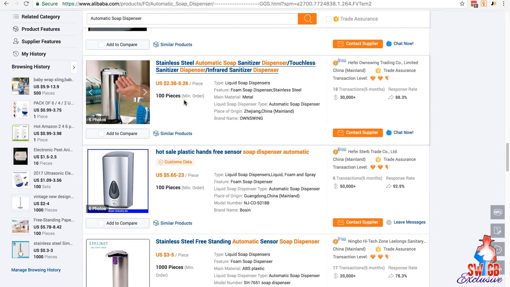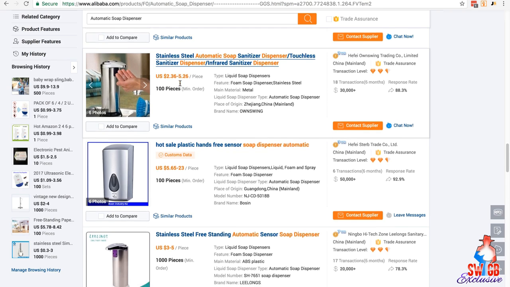Keep scrolling down. We've got another one. This one's saying $2.36 to $5.26, and you can see the minimum order is 100. So the minimum order probably applies to the higher price, but as I said before, they are trying to entice you to click on their listing, so you're never really going to know the exact price until you contact them. So I'm going to say we're still looking okay at $4.